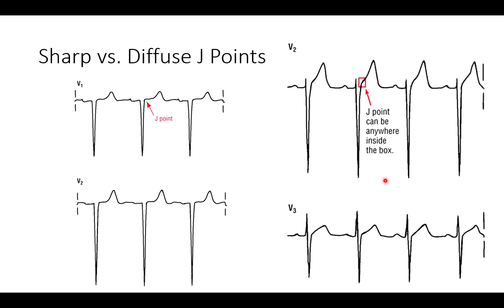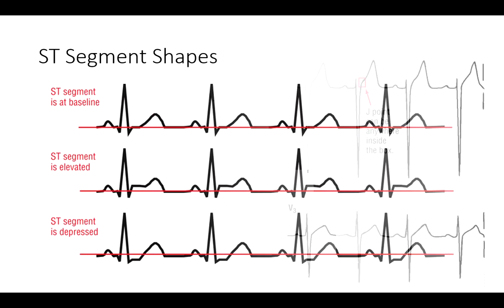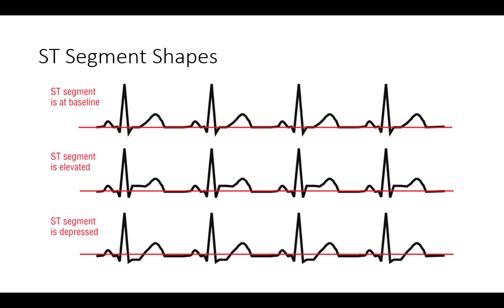So this figure shows some sharp J points, whereas others show diffuse J points. Being able to isolate this location can tell us a lot about what's happening inside the heart. Let me present another example. I talked about the ST segment and some of the changes that occur. Here's our isoelectric line, and here's our ST segment. It's right along the isoelectric line.